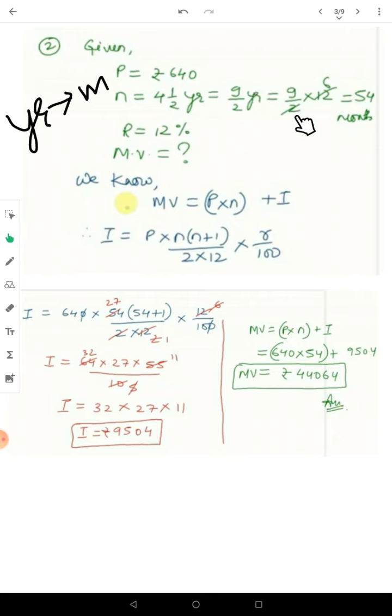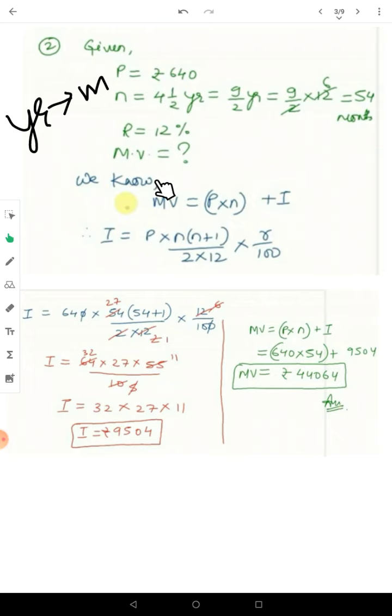9 upon 2 into 12, because 1 year is equal to 12 months. So 9 into 2 upon 12. 2 sixes are 12, so 6. 9 into 6 is 54. So 54 months will be 4.5 years. So 4.5 years is equal to 54 months. Rate of interest is given as 12% in the question.